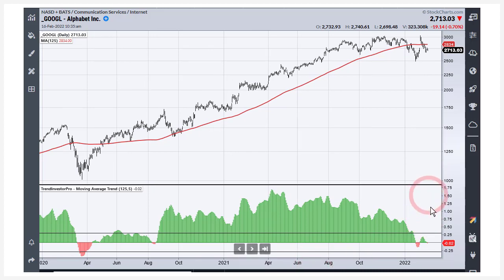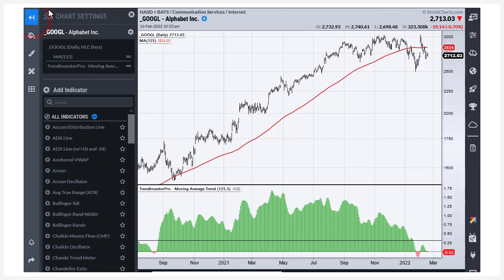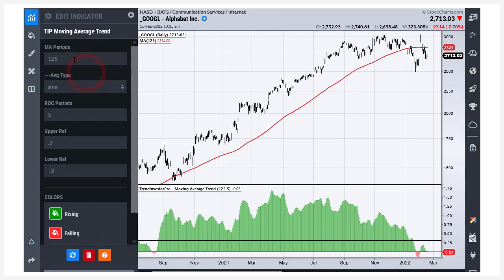Now you'll notice that I've got lines here at 0.3 and minus 0.3. And I'm going to go over to the upper left and open up the dialog box there, and we're going to look at the settings here. And you can see 125-day moving average, simple. You can choose exponential. I personally prefer simple. You can adjust the rate of change.